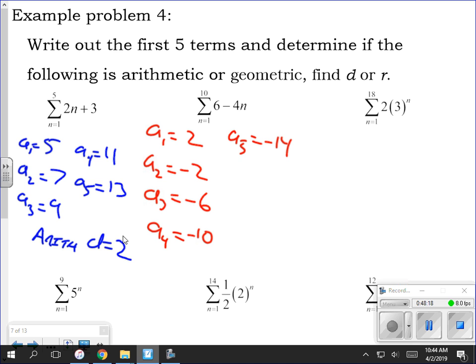First 5 terms: plug in 1, plug in 2, plug in 3, plug in 4, plug in 5. Is this arithmetic or geometric? Is it going up by adding or subtracting? Yeah, what am I doing? I'm actually subtracting 4 each time, right? So this is arithmetic. And D equals negative 4.